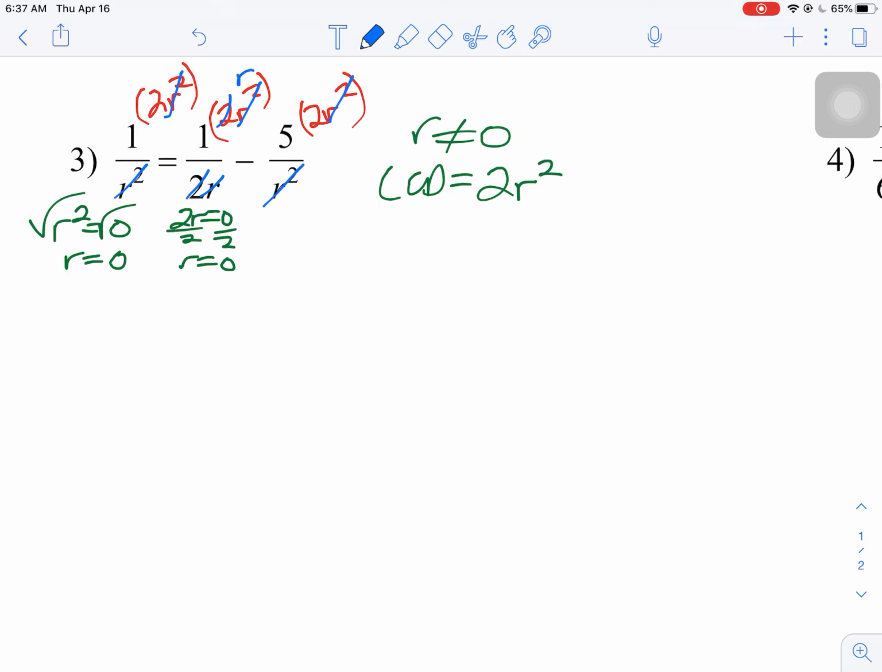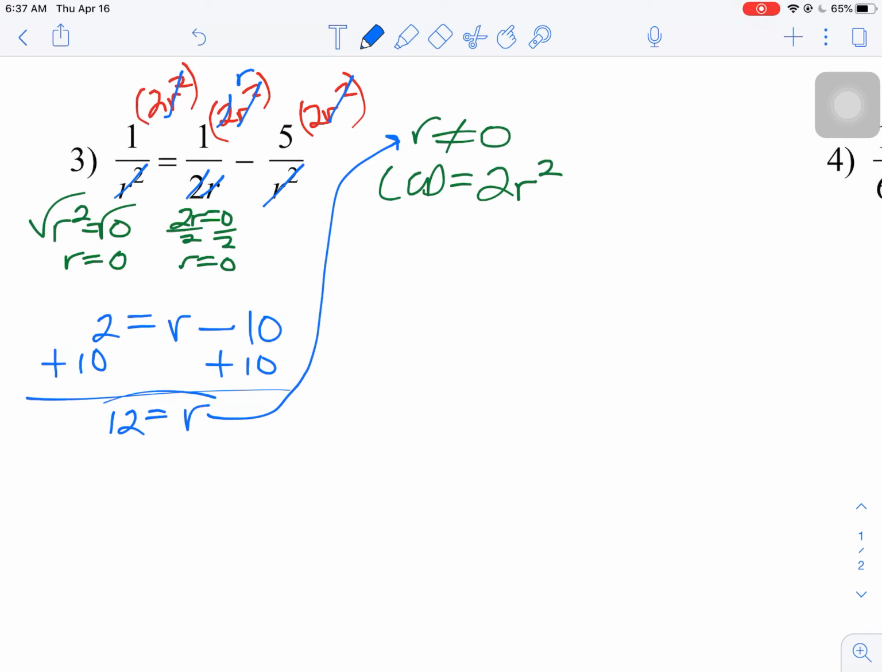So in that first fraction, the only thing left is 1 times 2, which is 2. In the second fraction, the only thing left is 1 times r, which is r, minus 5 times 2 is 10. And then we just solve like normal. So plus 10, r equals 12. Let's make sure that's not our domain restriction. Good, it's not. So r equals 12 would be our final answer. And then our domain restriction was that r could not be equal to 0.